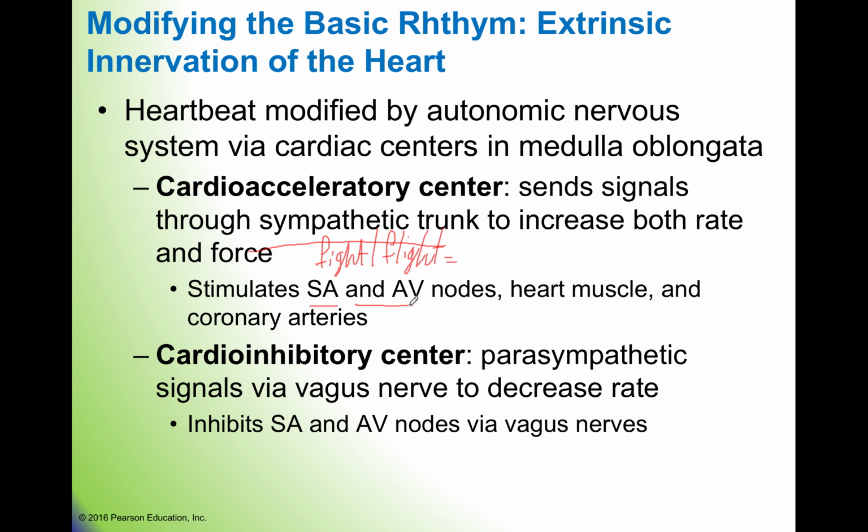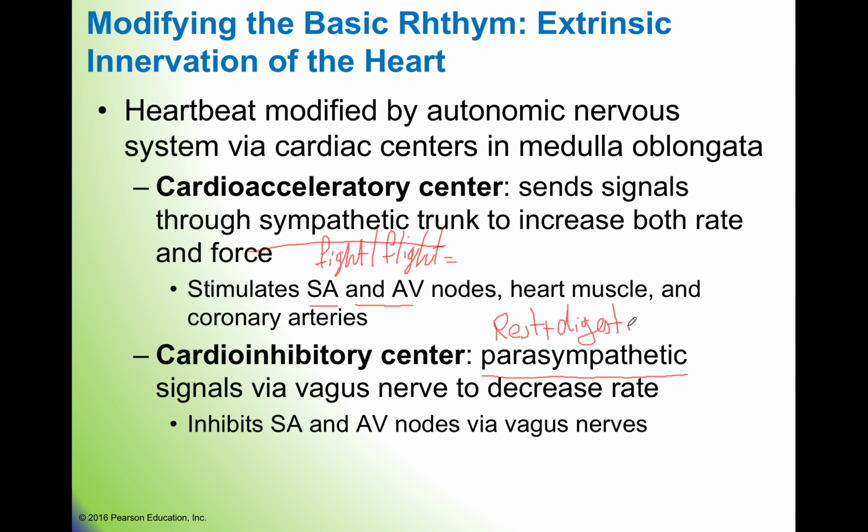We also have the cardioinhibitory center. This is associated with the parasympathetic nervous system, which is also known as rest and digest, or housekeeping. This is a scenario where your body doesn't really need to have a high heartbeat. You're either sleeping, relaxing, or in your food coma, quote unquote. You don't need a higher heartbeat. So in that scenario, you're relying on a main nerve called the vagus nerve to decrease your heart rate.